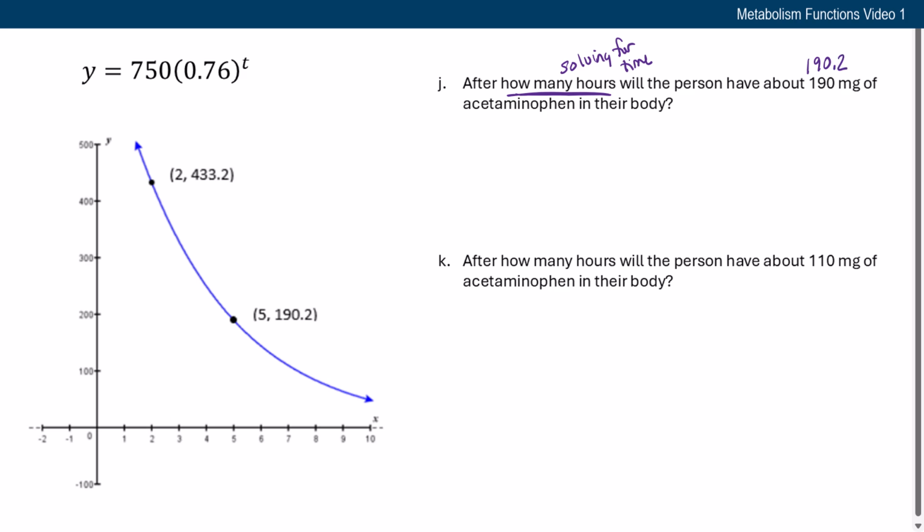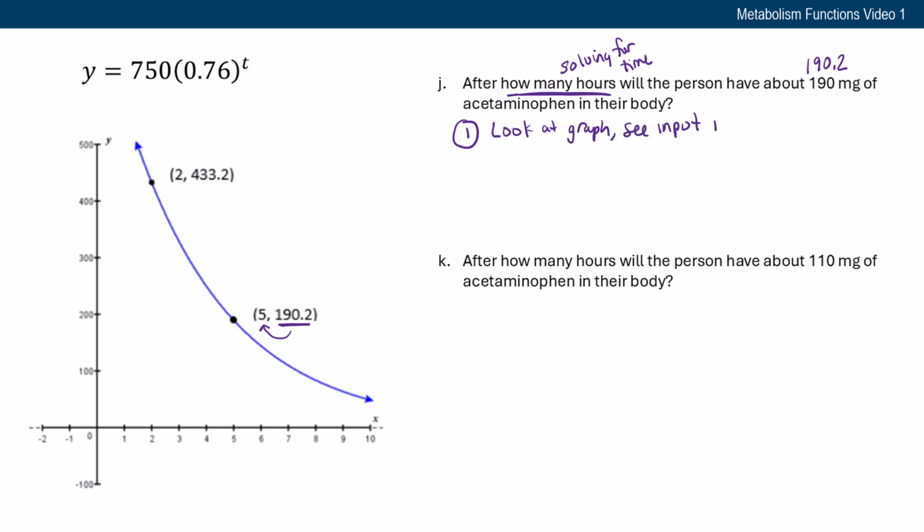Okay, so there are 2 ways that we can think about this particular problem. The first way is to look at our graph. When we look at our graph, you can see that we have an output of 190.2, and we can see that our input is 5 hours. Alternatively, we can think about plugging it into our equation right here.